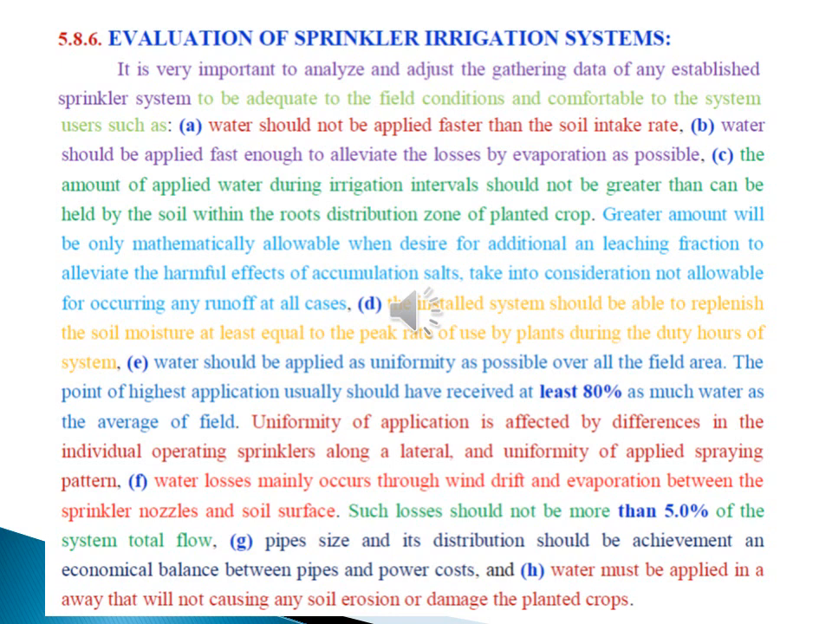The system should be able to replenish the soil moisture at least equal to the peak rate of use by plants during the duty hours of the system. Water should be applied as uniformly as possible over the whole field area. Water losses mainly occur through wind drift and evaporation between the sprinkler nozzles and the soil surface, so losses should not be more than 5% of the system's total flow. Pipe size and distribution should achieve an economic balance between pipe and power costs, and water must be applied in a way that does not cause soil erosion or damage the planted crops.